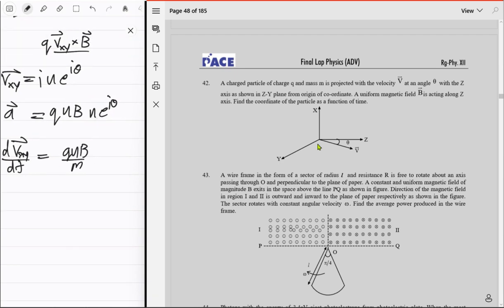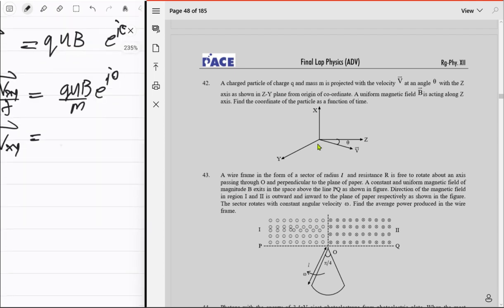Did a u squared come here? No, that should not be there. Just qUB, that's it. Okay, just qUB upon m e^(iθ). You always try to integrate this thing, so v_xy vector is what? qUB upon m, then integrating, an iota will come here.